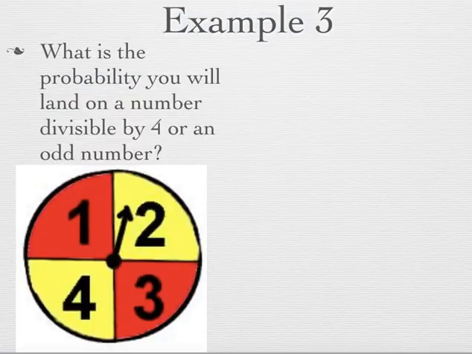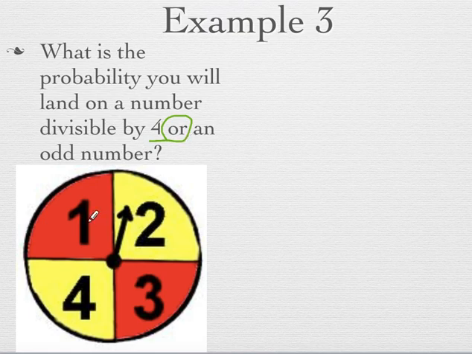Our third example is, what is the probability that you will land on a number divisible by 4 or an odd number? Take note of the word or. What do you know about this word? That means it is a mutually exclusive event. So that means these two things cannot happen at the same time. A number divisible by 4, which is only 4, or an odd number.